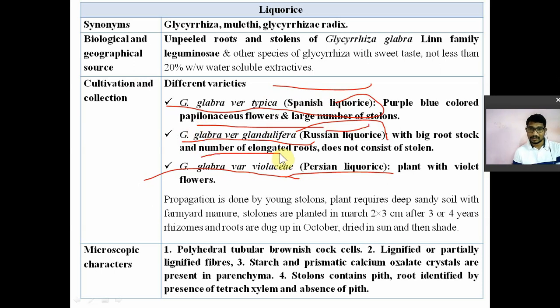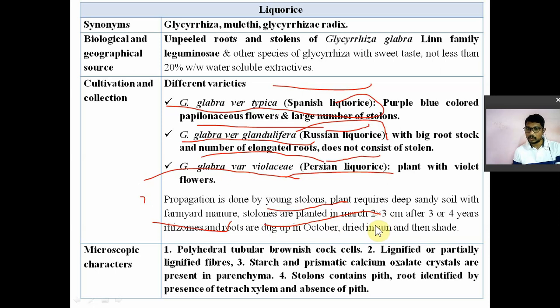Glycyrrhiza violacea is known as Persian licorice. Cultivation, collection and propagation are done by young stolons, meaning stems that are like underground modifications of the root. The plant requires deep sandy soil with farmyard manure, cow or buffalo dung, which you have to add. Stolons are planted in March, 2 by 3 centimeter.